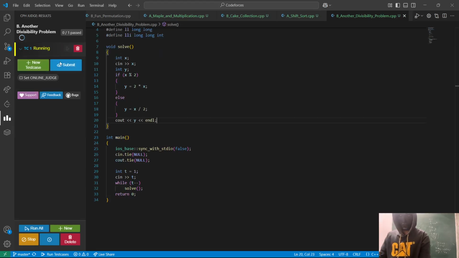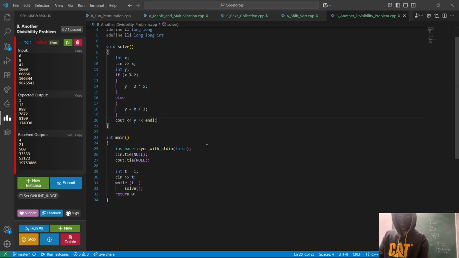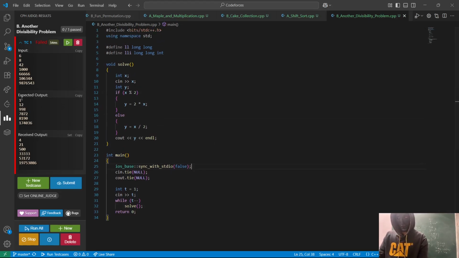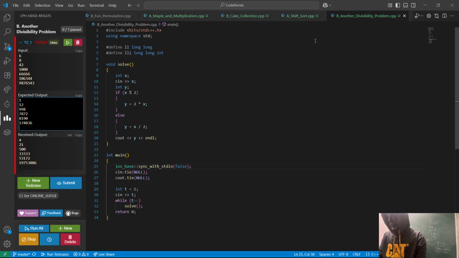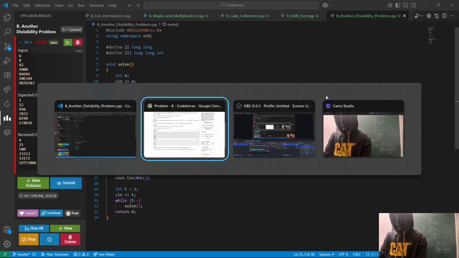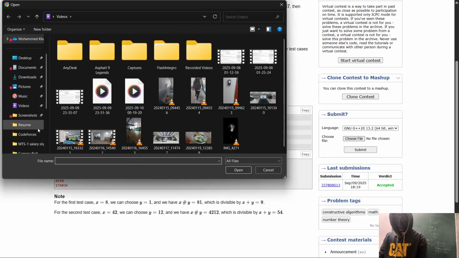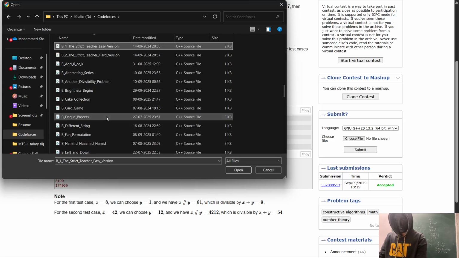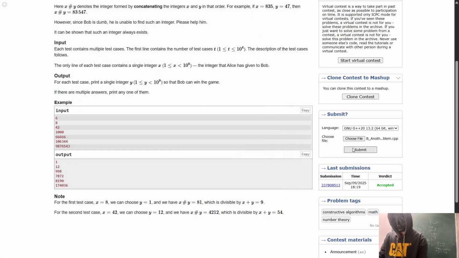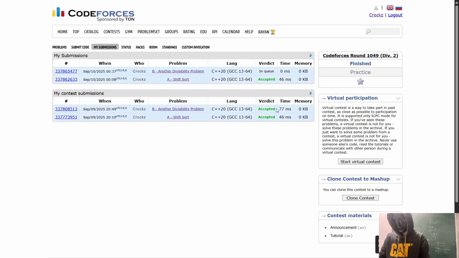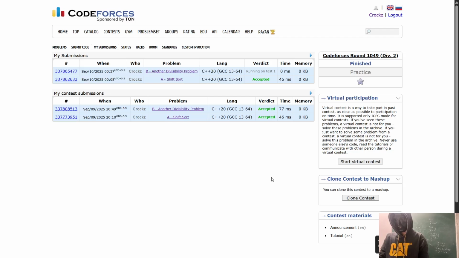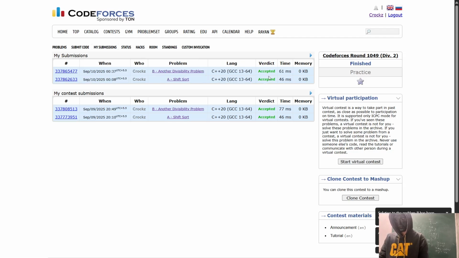So here it will not be accepting the sample output because they have given some other answers. There are many possible answers, but let's try to submit on the online editor. We have another divisibility problem. Okay, this is the problem. Let's try to submit it. So yeah, it got accepted.